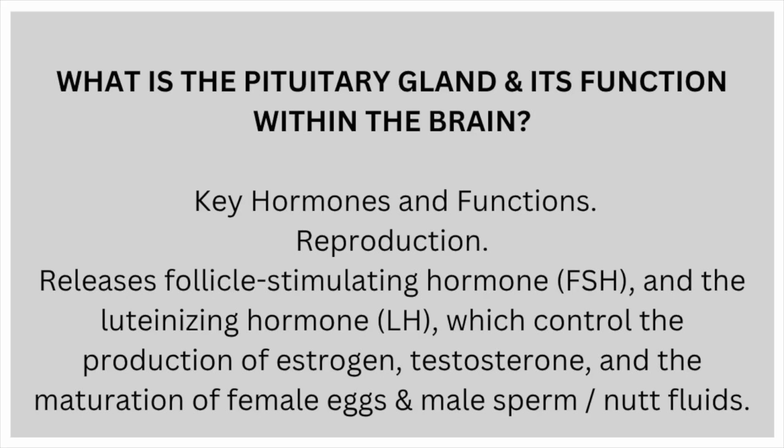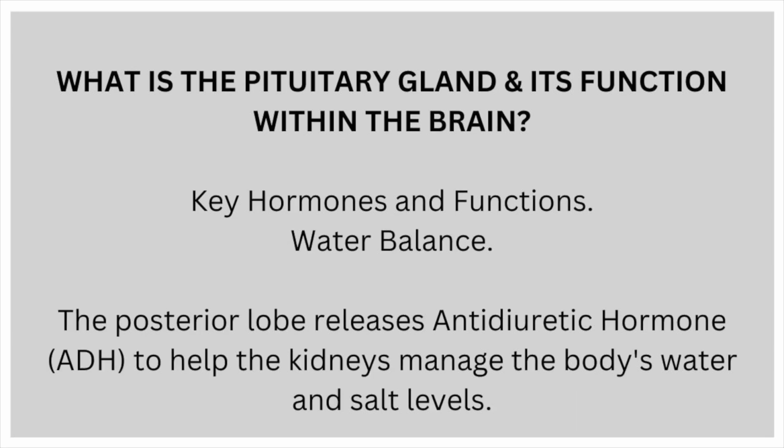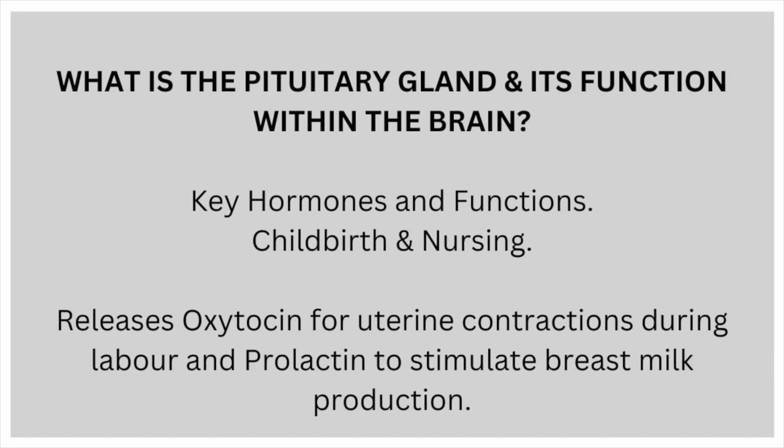Reproduction. It releases the follicle stimulating hormone, FSH, and the luteinizing hormone, also LH, which control the production of estrogen, testosterone, and the maturation of female eggs and male nut fluids. Water balance. The posterior lobe releases antidiuretic hormone to help the kidneys manage the body's water and salt levels. Childbirth and nursing. It releases oxytocin for uterine contractions during labour and prolactin to stimulate breast milk production.